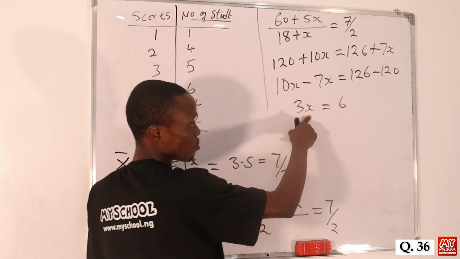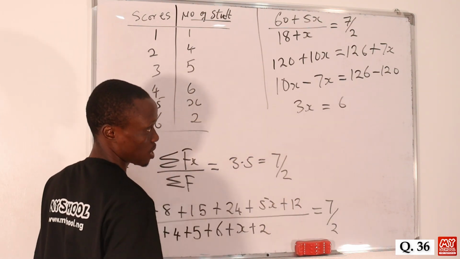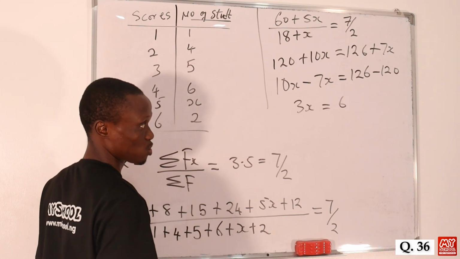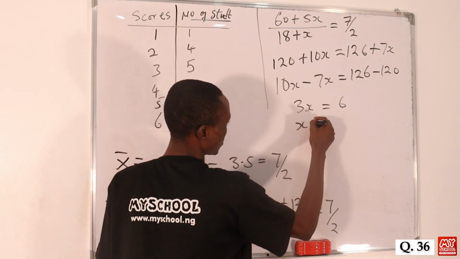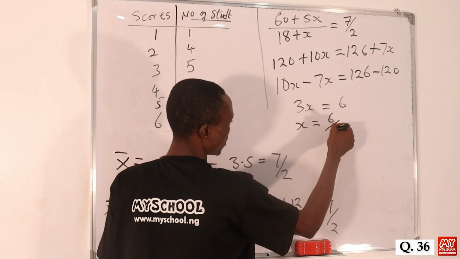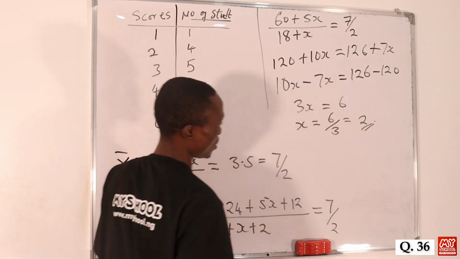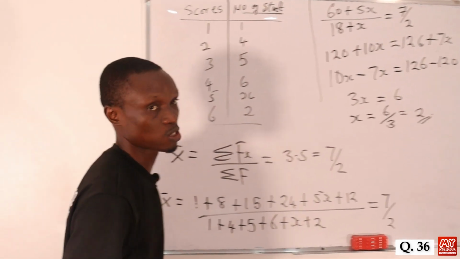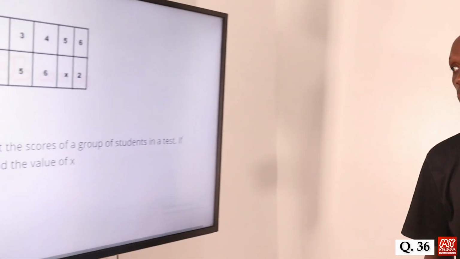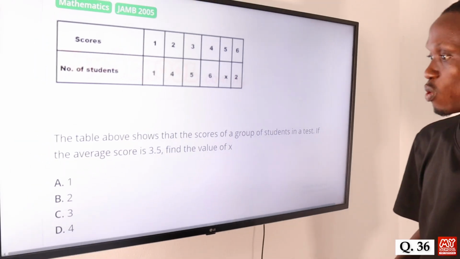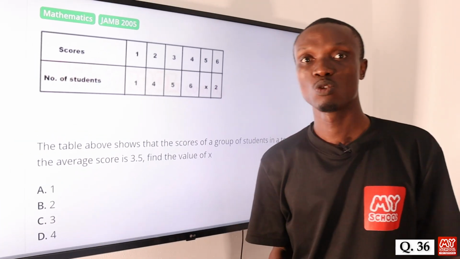So since we are looking for x, we simply divide both sides by the coefficient of x, which is 3. So that x is now equals to 6 divided by 3, and that will be equals to 2. So the value of x is equals to 2. So let's return back to the screen to pick the correct answer to this question, and that is option B, 2.